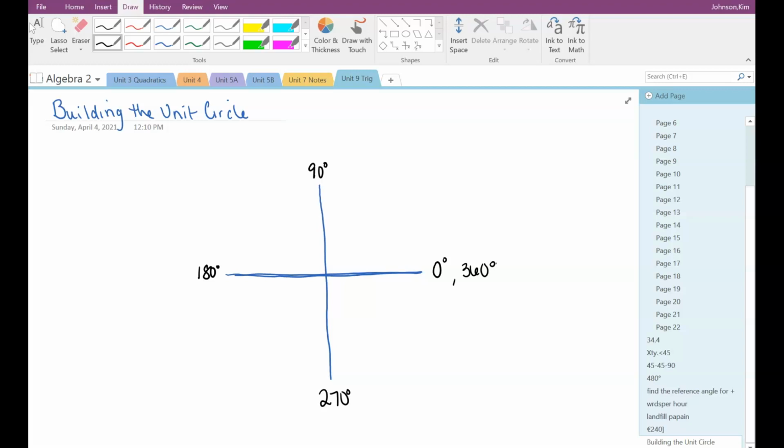Okay, so the first thing that we're going to do is break all of these quadrants into 3 pieces, 3 equal pieces.